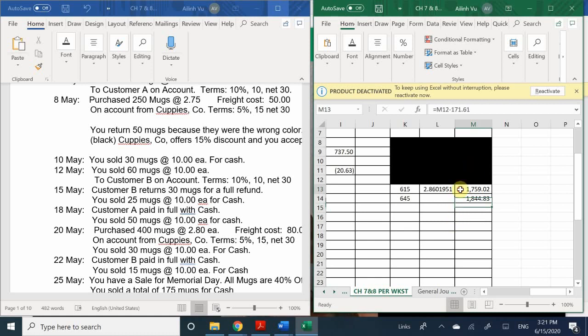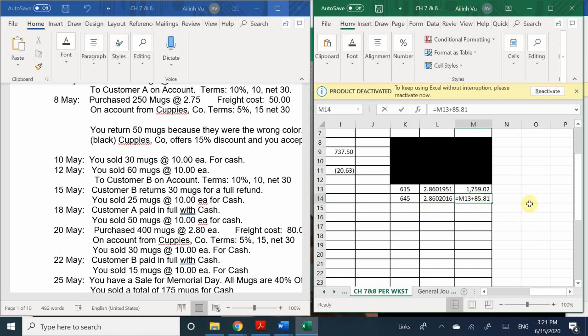So 1759.02 plus $85.81. Yeah, that's 1844.83. All right, and if I... 1880.83. Okay, let me do it again. Okay, so 1759.02 plus 85.81. 1880.83.